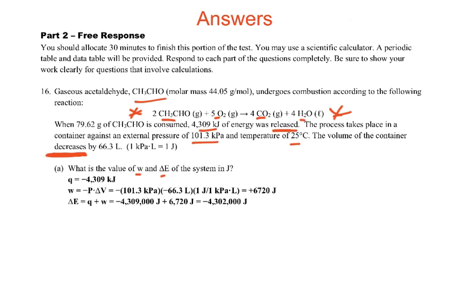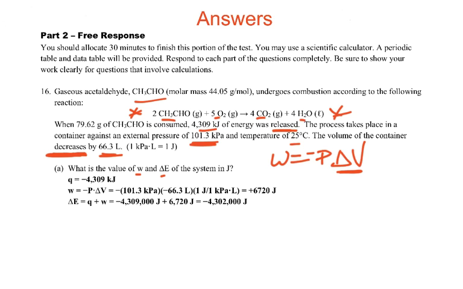Okay, and work is P delta V. And officially, if we're going to go by signs, it's negative P delta V. Okay, so what's the pressure it's working against? 101.3 kPa. And what's the change in volume? Okay, 66.3 liters. But since it's decreasing, then it started larger, and then it ended up smaller. So it's going to be a small number minus a large number. So that's going to be a negative 66.3 liters.